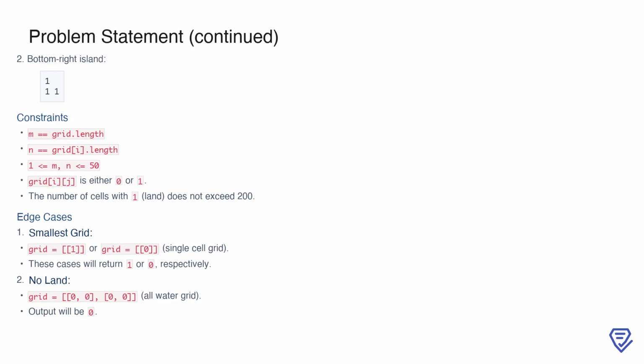Now, let's consider the constraints for this problem. The dimensions of the grid, m and n, can range from 1 to 50. Each cell in the grid will be either 0 or 1, representing water or land, respectively. Additionally, the total number of land cells in the grid will not exceed 200. These constraints ensure the problem is computationally feasible with the provided input sizes.